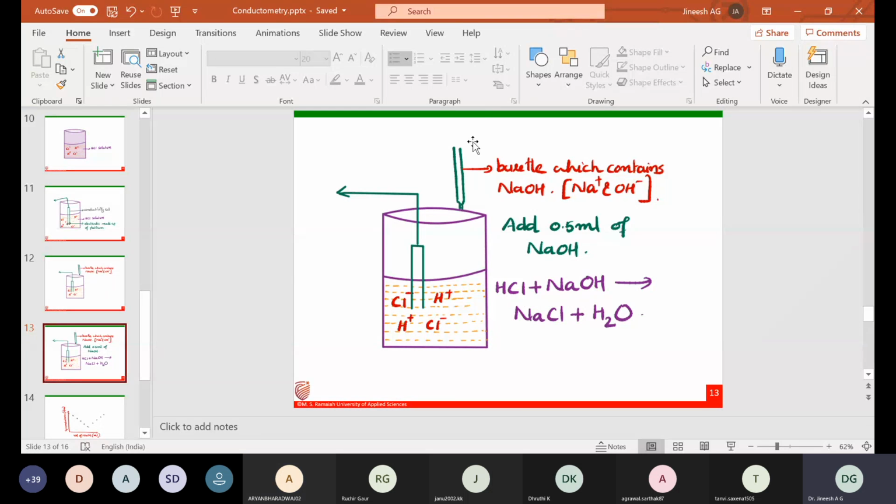Now again add 0.5 ml. Again this reaction will happen, and some of the H plus will be converted into water. Again you add 0.5 ml, and again some HCl will be converted into water. Again you add NaOH. So 0.5 ml each time you have to add. Each time the concentration of H plus ions will be reduced and conductivity will reduce. Am I right? Any doubt about it?